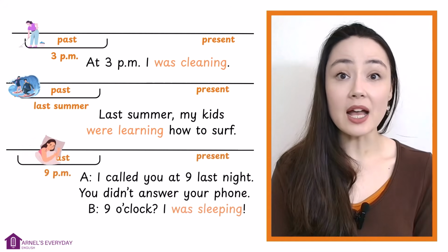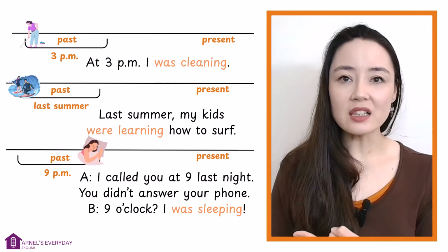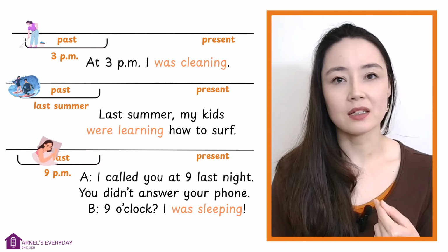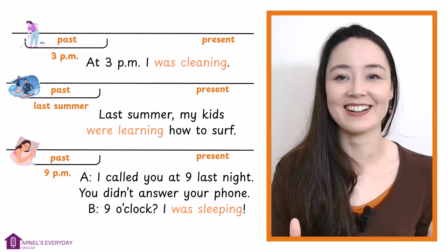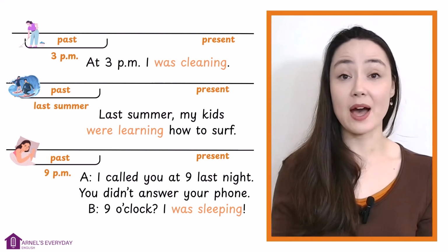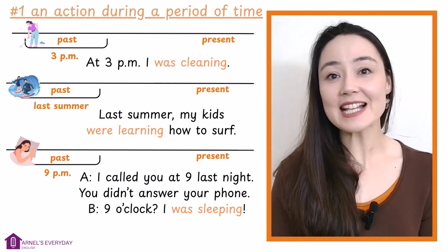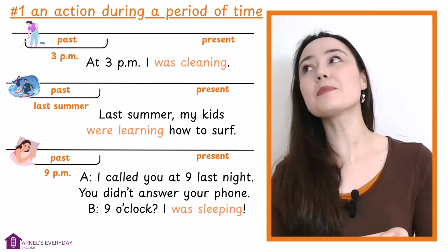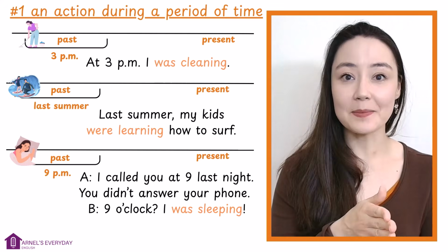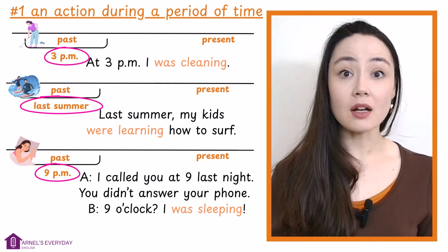I called you at 9 last night. You didn't answer your phone. At 9 o'clock, I was sleeping. This is true. I go to bed really, really early. By 9, I'm out. You can see we use the past continuous when we are describing an action over a period of time. 3 p.m., last summer, 9 o'clock.